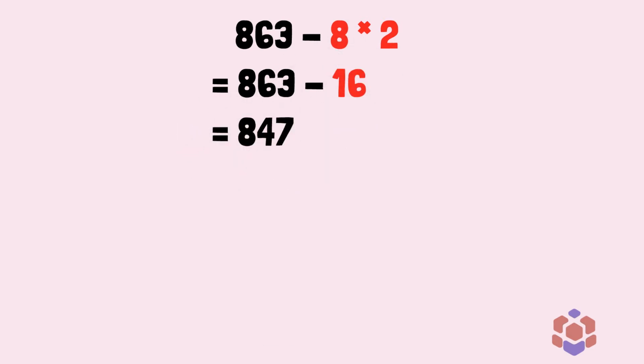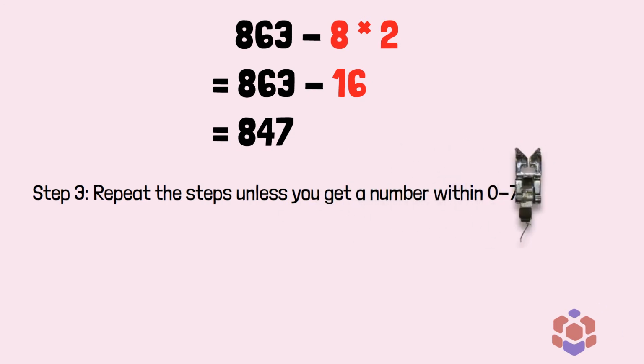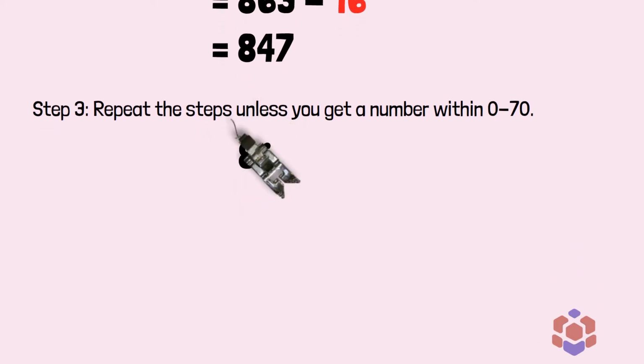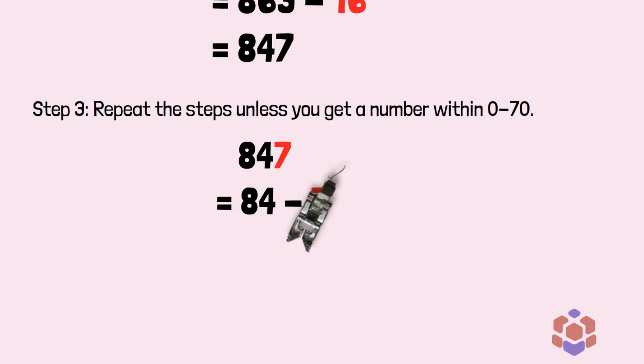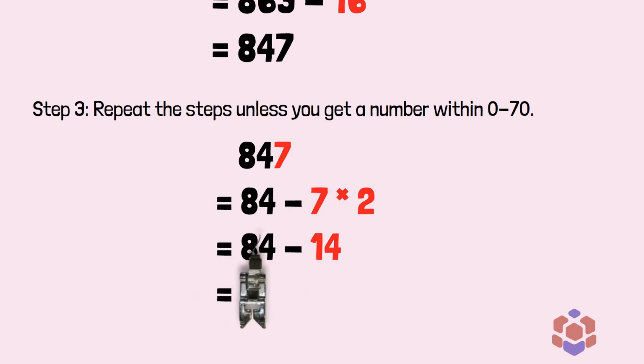The result is not yet simple enough to identify. So, now step 3 is to repeat the steps until you get a number within 0 to 70. As the result is not yet between 0 and 70, we will move ahead by separating the unit digit of 847 as 84 and 7. So, we will multiply 7 by 2, which gives 14. Then subtracting it from 84 gives 70, which is divisible by 7, therefore the number is divisible by 7 as well.